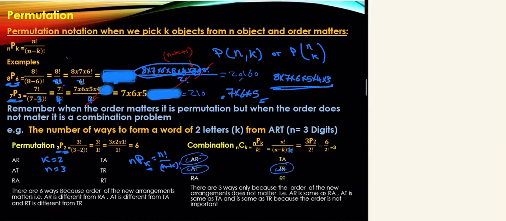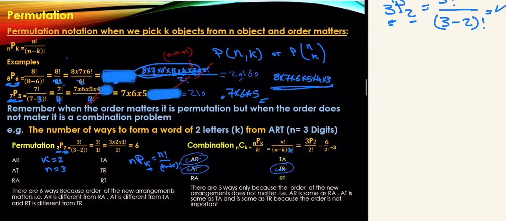Okay, so here we have 3 objects and we need to pick 2 objects out of 3. So it is a permutation of 2 objects out of 3. How do we write it? 3 factorial, the first one, divided by the first minus the second, so 3 minus 2 factorial, and this will give us the answer.